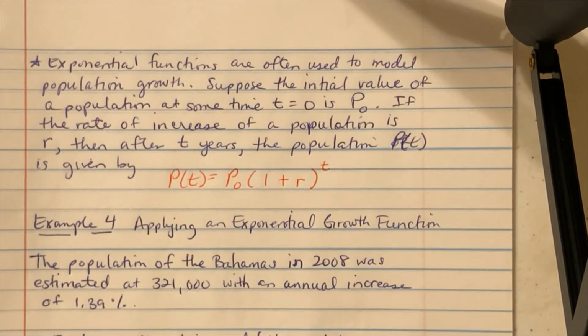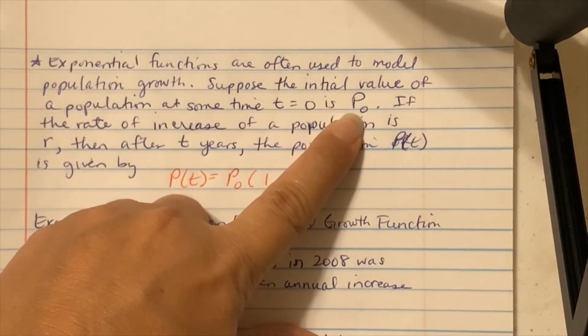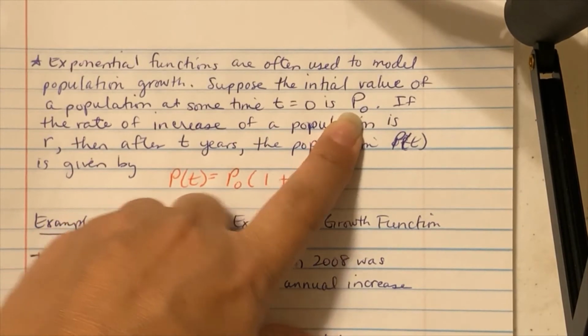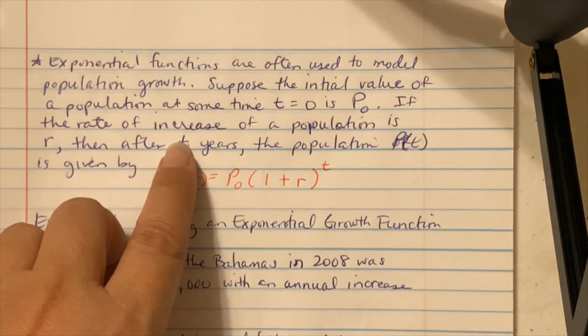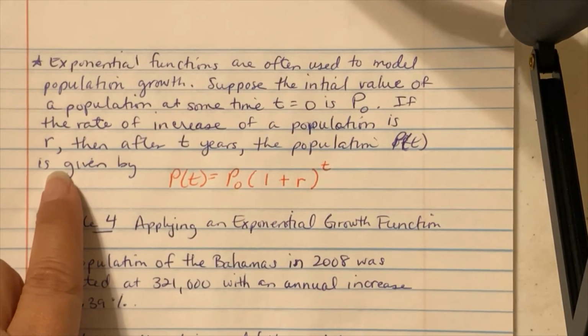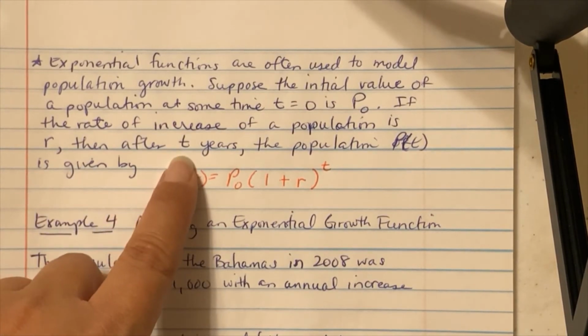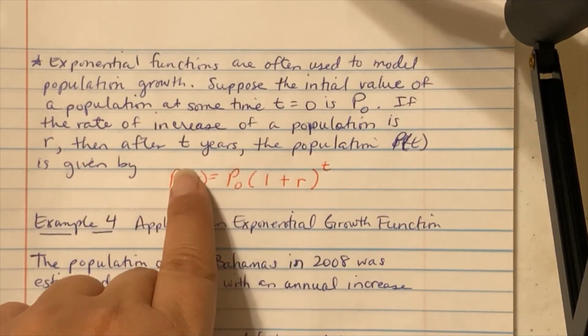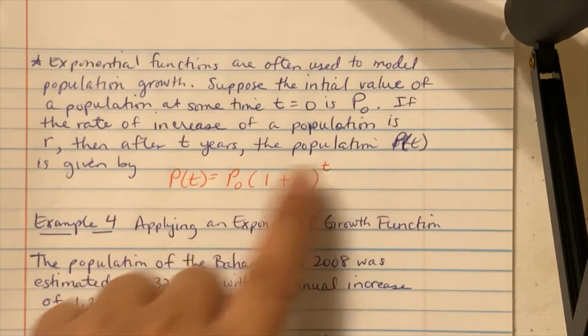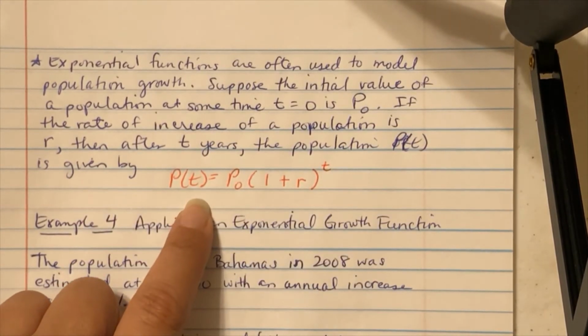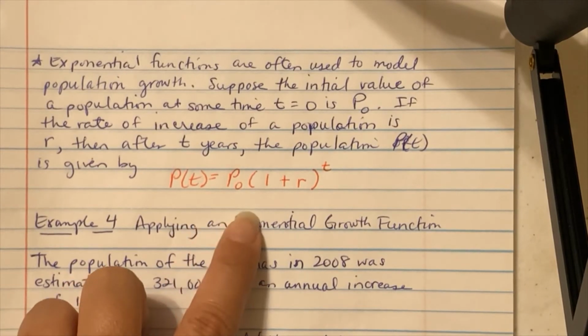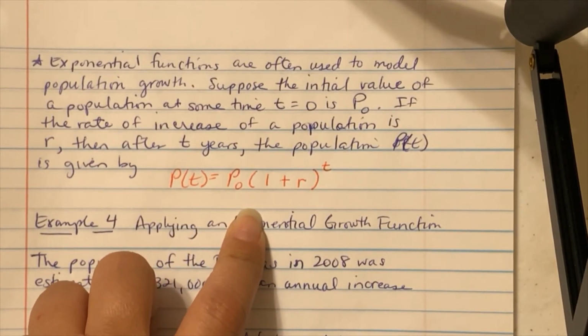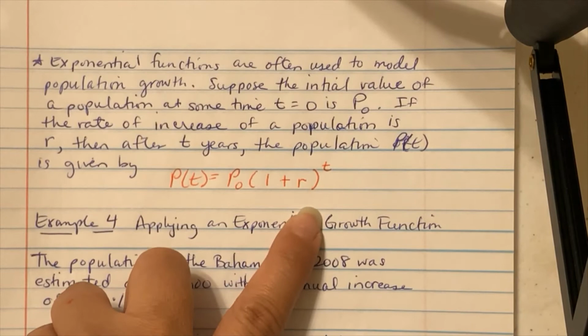So exponential functions are often used to model population growth. Suppose the initial value of a population at some time t equal to 0 is P naught, which is our initial value. If the rate of the increase of a population is r, that's represented by r, then after t years, remember t has to be in years, the population P of t is given by, and they give us an equation. P of t is equal to P naught, which was our initial, times the parentheses 1 plus r, which was our rate, closed to a power of t.